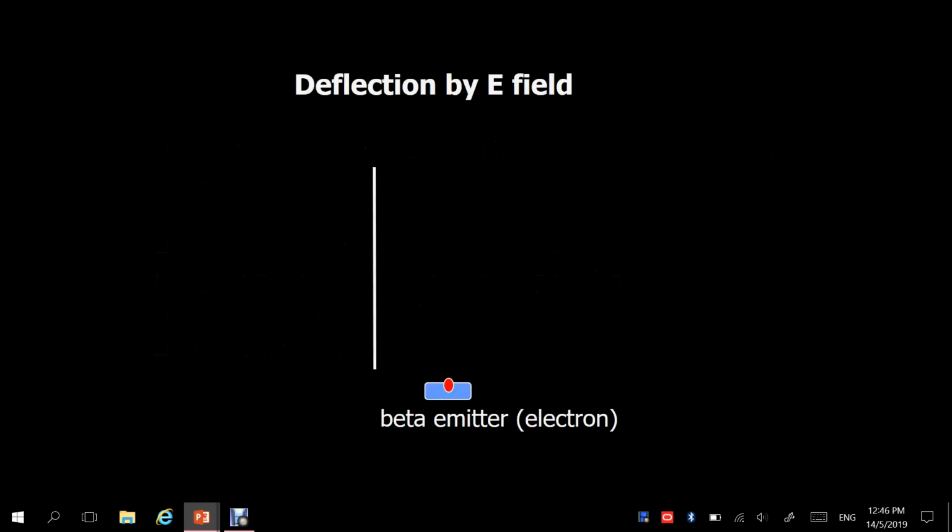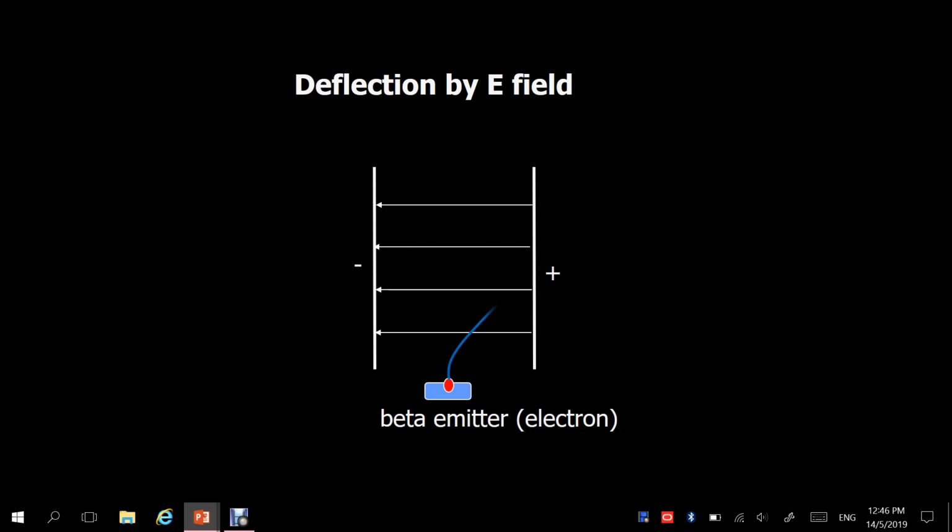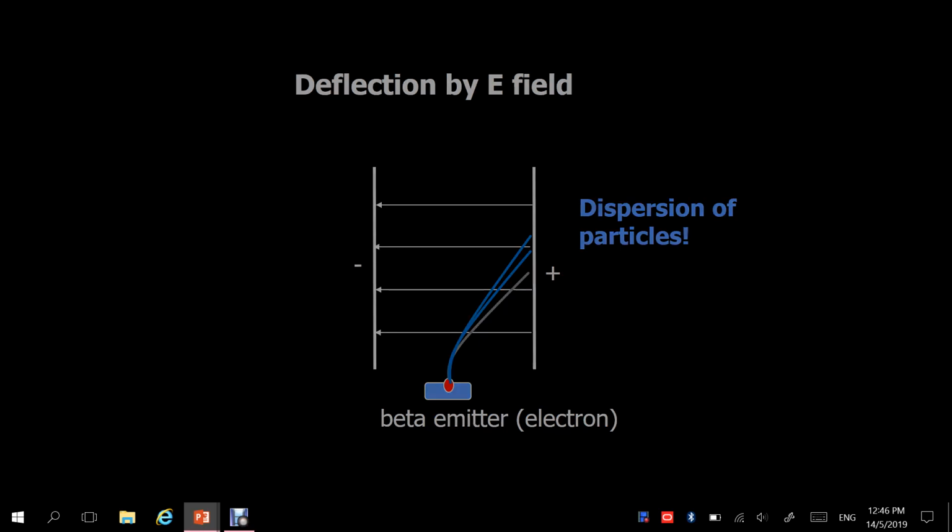Deflection by E field: yes, because beta particles are negative, they are electrons, and they will be deflected to the positive plate. But if we were to repeat the experiment and observe the deflection, this is the first beta particle, then you have the second and third beta particle. Notice that they are not following the same path. There is a deviation, so there's a dispersion of particles.